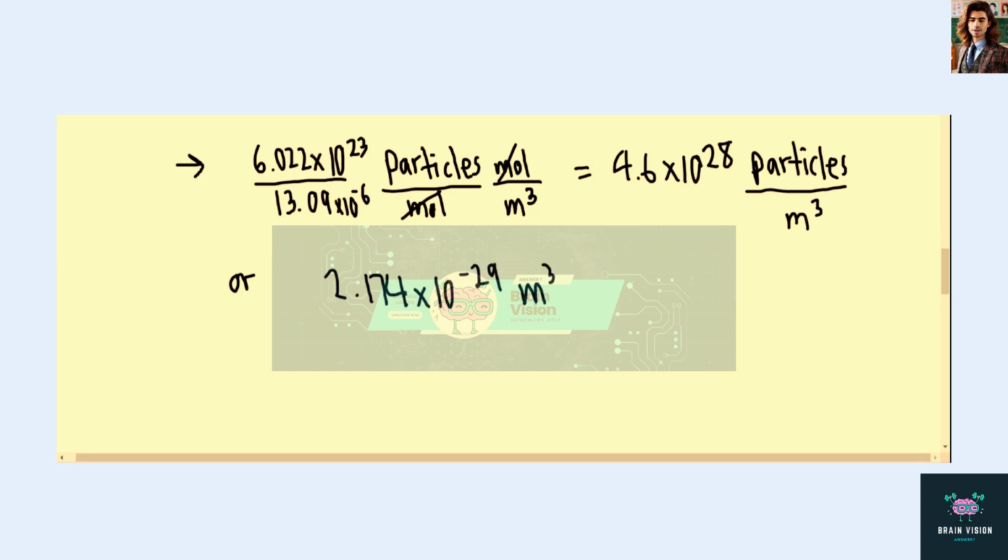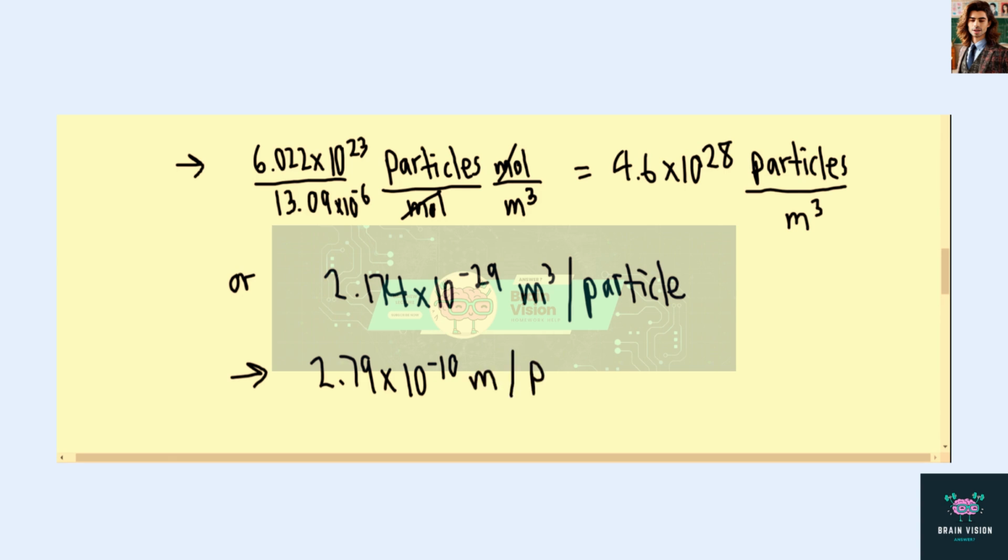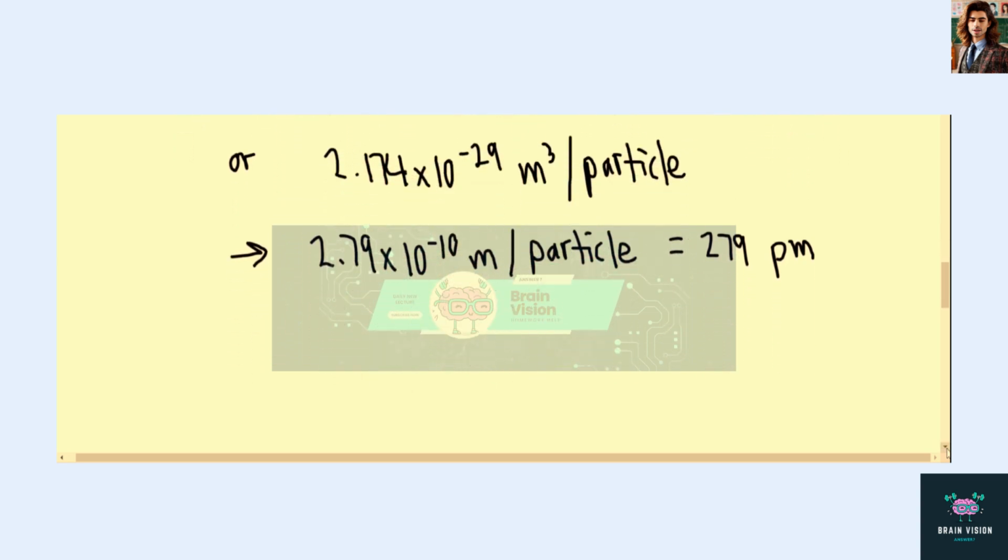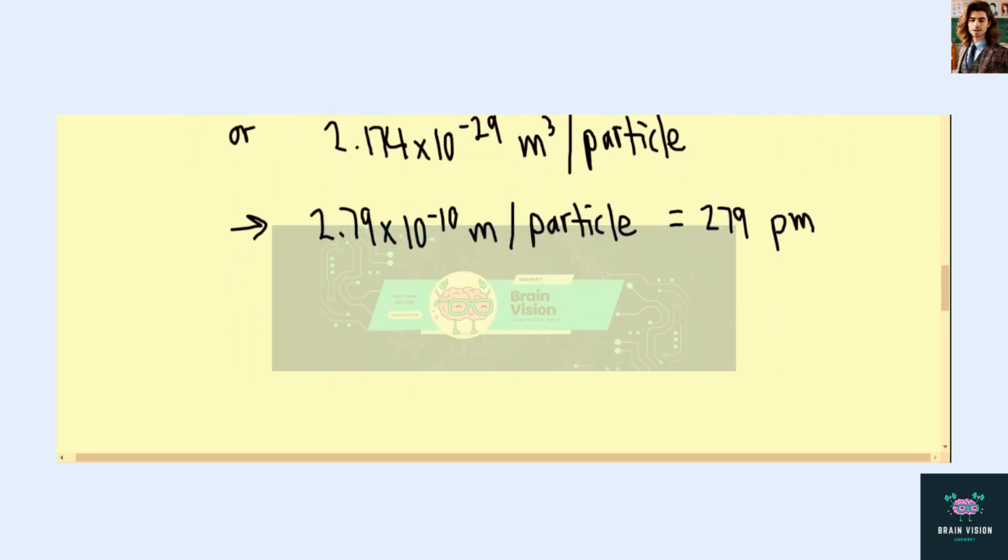We can take the inverse of that and get the number of cubic meters per particle, which is 2.174 times 10 to the minus 29. We can further take the cube root of that and get the number of meters per particle, which is 2.79 times 10 to the minus 10 meters per particle, which upon conversion to picometers is 279 picometers. So that is the spacing between particles in picometers.